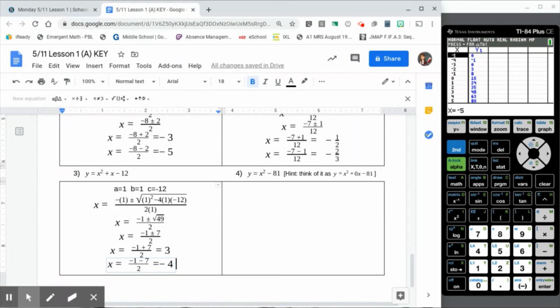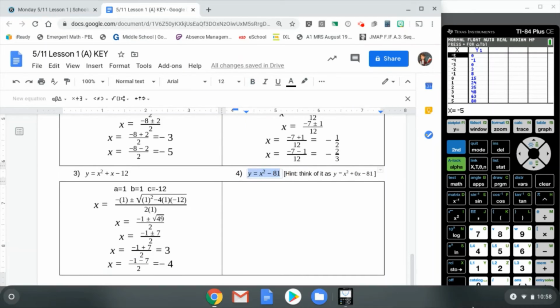And one thing I want to mention before we go to number 4 is that the quadratic formula works with any quadratic. So if it says to solve the quadratic, you could always check to see if you can do factoring, check to see if you can do completing the square, but you can always do the quadratic formula with solving quadratics.